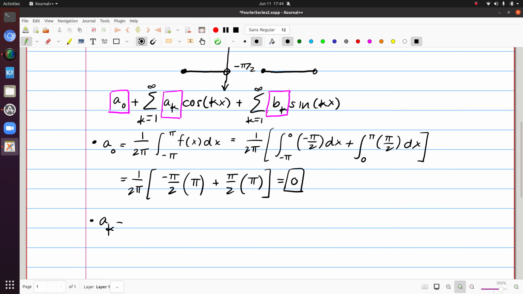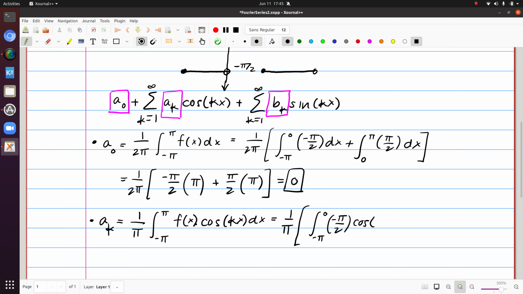A sub k we defined as 1 over pi, the integral from minus pi to pi of f of x times cosine of kx. Much like I did above, because f is piecewise defined, I'm going to write this as 1 over pi, and then from minus pi to 0, I'll integrate minus pi over 2 times cosine kx. And from 0 to pi, I'll take the integral of positive pi over 2 cosine kx.